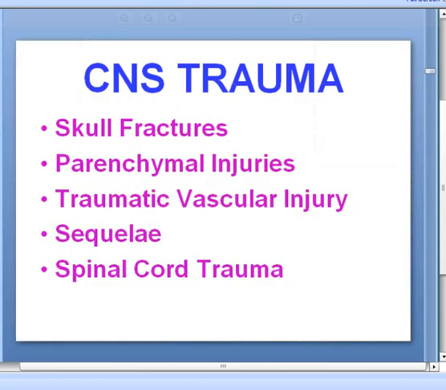Okay, let's talk about the general patterns of CNS trauma. Let's talk about skull fractures. Let's talk about parenchymal injuries to the brain, traumatic injuries. Let's talk about injuries due to trauma of the blood vessels. Let's talk about clinical sequelae. And let's talk about spinal cord trauma as well.